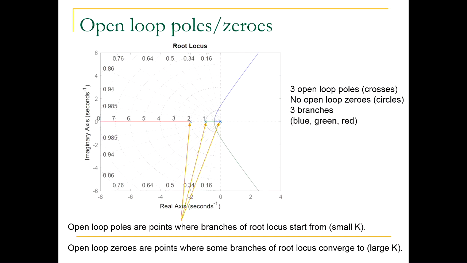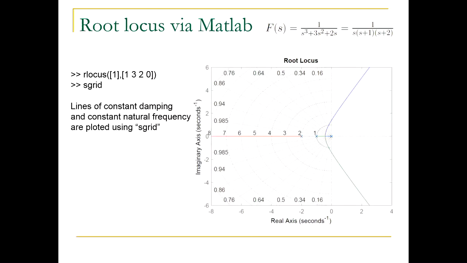So here is the example that we already considered. I'm just using the same example that I plotted in MATLAB. What you can see here is that all these crosses are open loop poles. I remind you that in this example, f of s is given by 1 over s times s plus 1 times s plus 2. So the open loop poles of f are at 0, at -1, and -2.